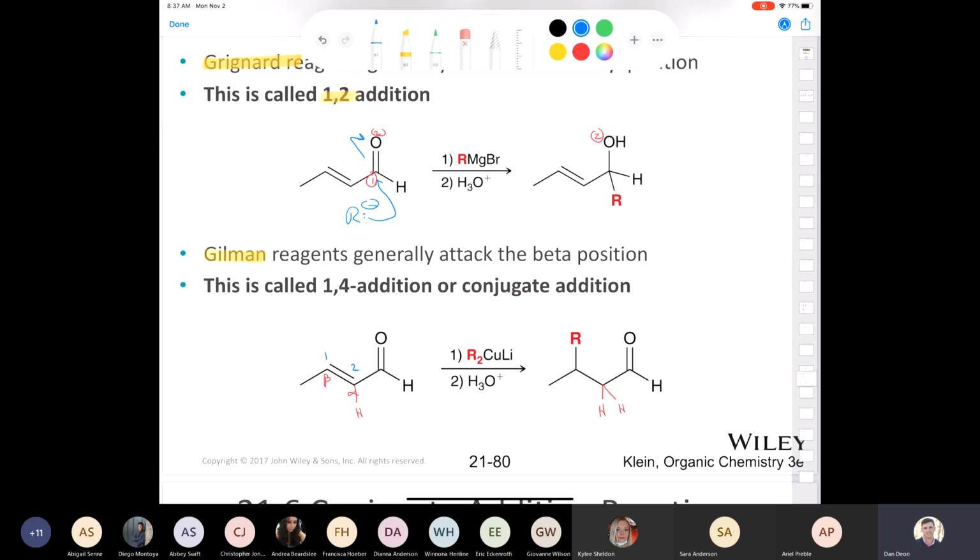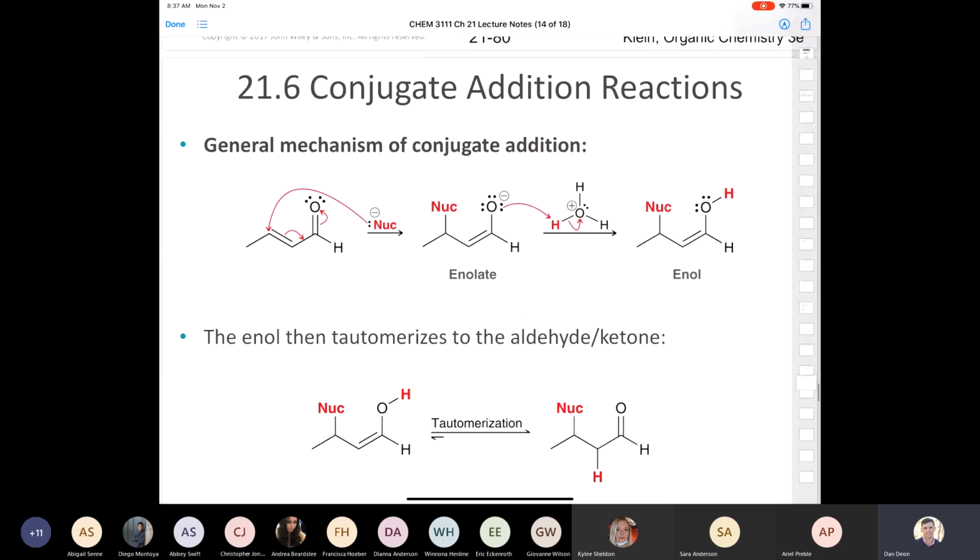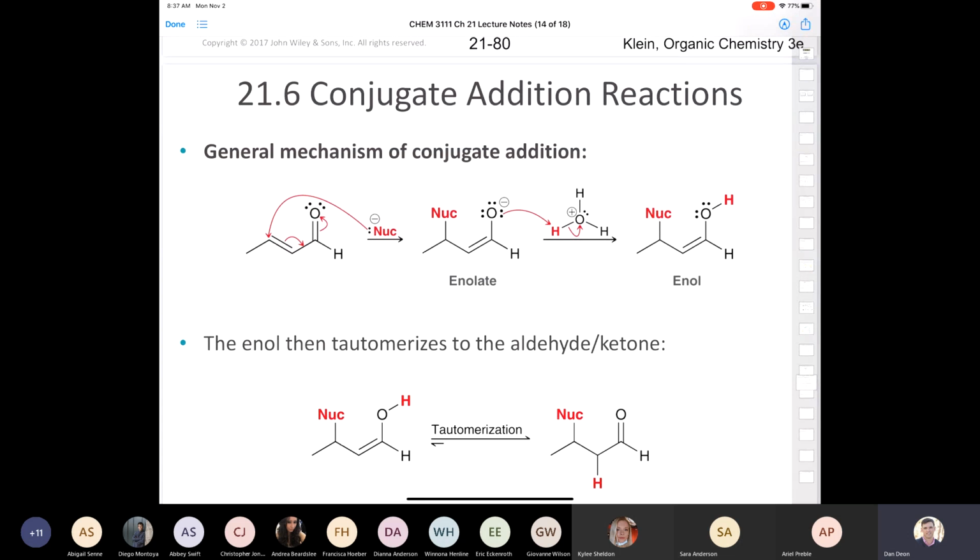All right, and the reason why is shown on this next slide here. Because when you draw out the mechanism of conjugate addition, after your nucleophilic attack, you form an enolate, and that enolate gets protonated to form an enol. So in fact, what you have is 1, 2, 3, 4. You added something at the first atom and something at the fourth atom in this system that's undergoing the reaction. And so we call that 1,4 addition. The reason it looks like 1,2 addition is because of what? It's because of tautomerization of the enol to produce the aldehyde in this case.